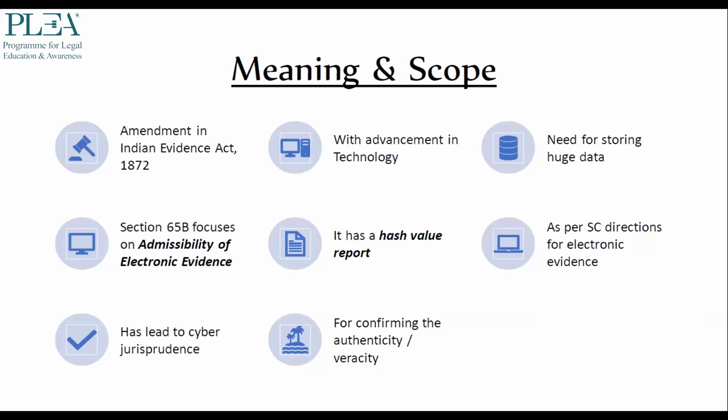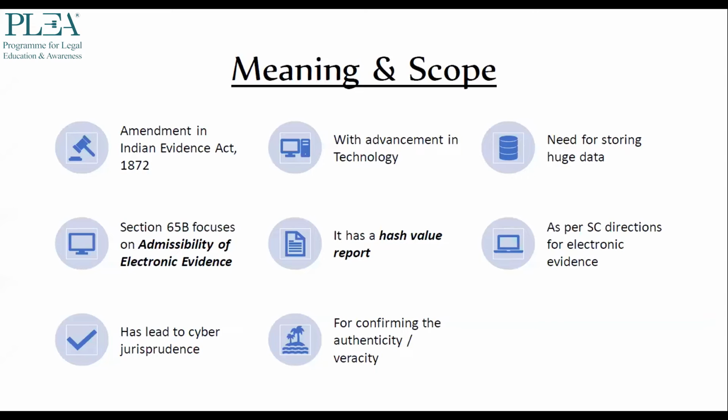Also, there was a need for storing huge data. Say, for example, you have a big recording, but is the whole recording important for you in the case? May not be, but you have to store the whole data. So there was a need for that. 65B basically focuses on admissibility of this electronic evidence that we are going to talk about.